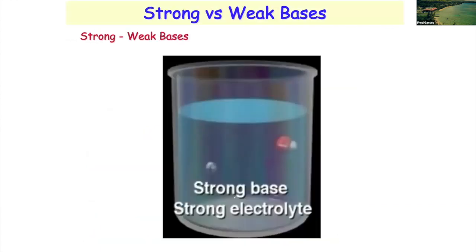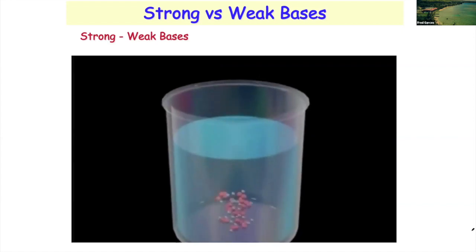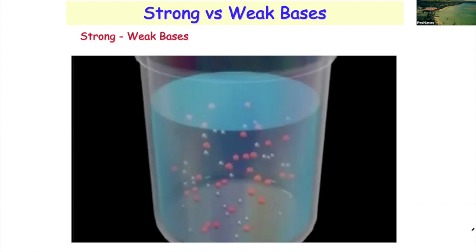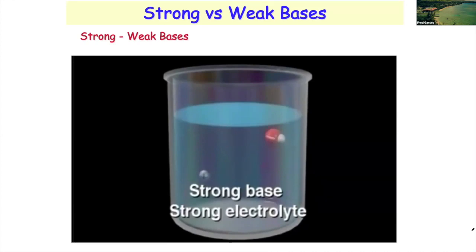So let's take a look at this real quick, this movie. Bases are substances that increase the concentration of hydroxide ion in water. Water-soluble ionic hydroxides, such as sodium hydroxide, potassium hydroxide, and calcium hydroxide, are among the most common bases. When sodium hydroxide is dissolved in water, it completely dissociates into sodium and hydroxide ions. Because sodium hydroxide is completely ionized in solution, it is referred to as a strong base. It is also, of course, a strong electrolyte.